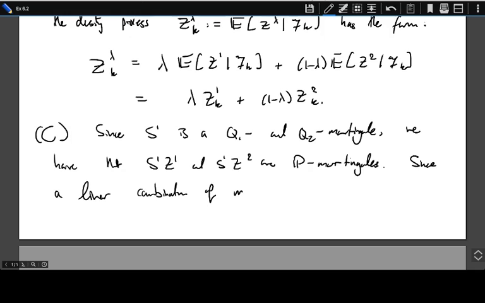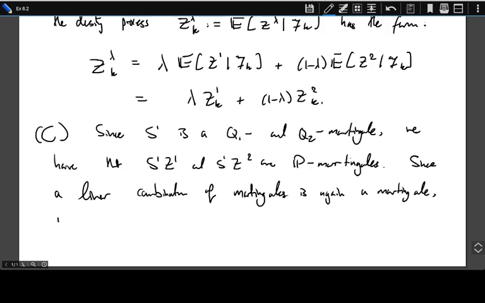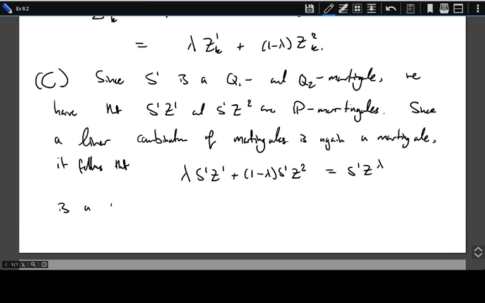Since a linear combination of martingales is itself again a martingale, it follows that lambda S1 Z1 plus 1 minus lambda S1 Z2, this linear combination, which is of course S1 multiplied by Z lambda, is again a P martingale. Thus, again using the property that Z lambda is the density of Q lambda with respect to P, S1 alone is a Q lambda martingale. And as I mentioned, since we know already that P and Q lambda are equivalent, we have that Q lambda is an equivalent martingale measure.